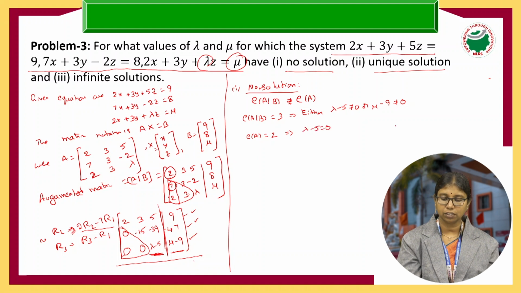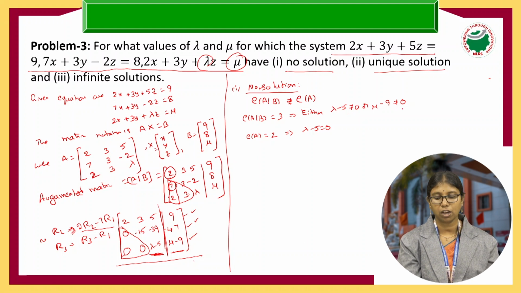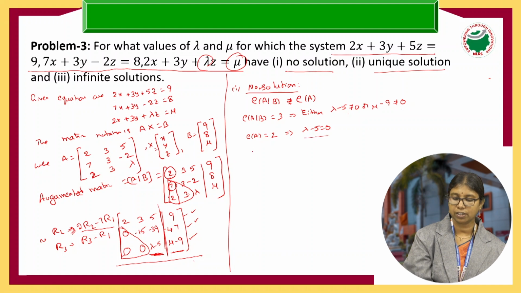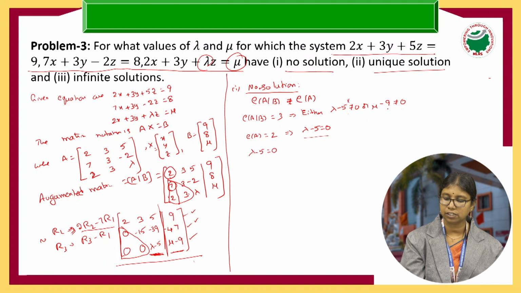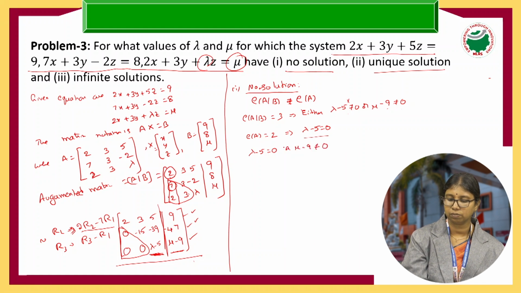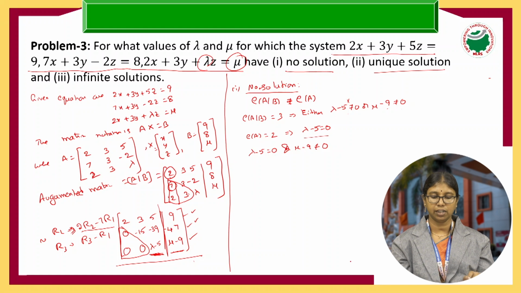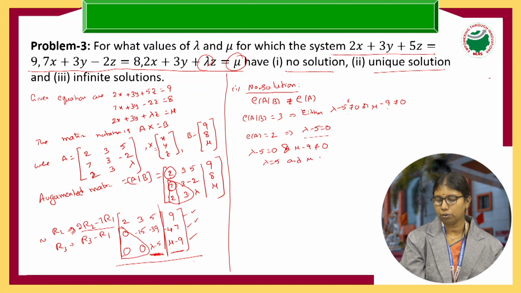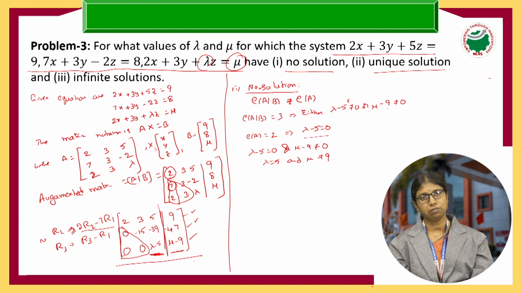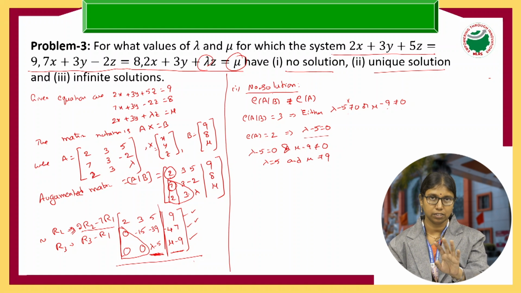Now, combining these two conditions gives one conclusion. Here either lambda minus 5 or mu minus 9 is non-zero. In this case we are fixing the lambda value. We are saying that lambda minus 5 must be equal to 0. So you neglect this condition and take this one, mu minus 9 not equal to 0. Then definitely the system has no solution. That means lambda is equal to 5 and mu not equal to 9. In that case, we will get no solution for this given system.